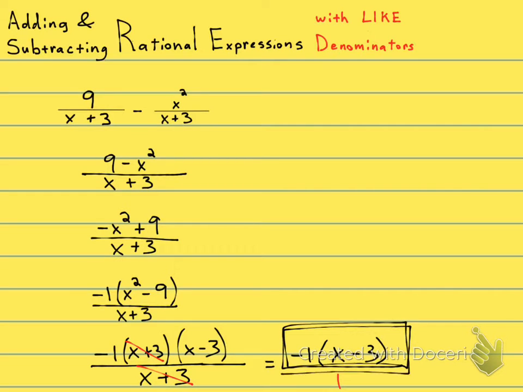So here's my answer. Okay, you don't need to distribute that negative 1 through. You can do it. It's okay. But we like to leave our answers in factored form when we're talking about rational expressions.